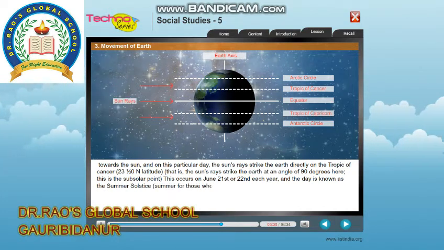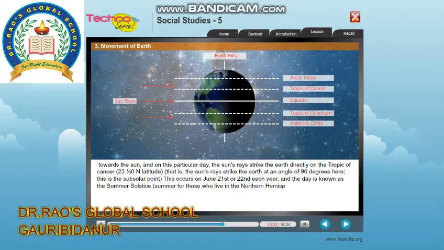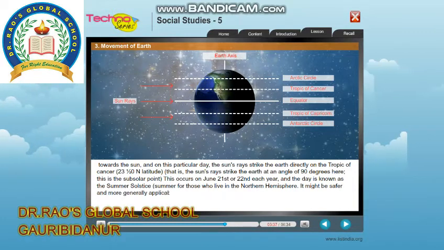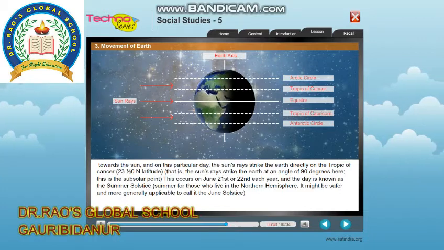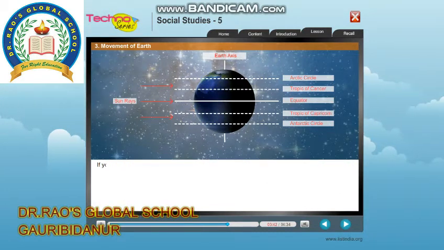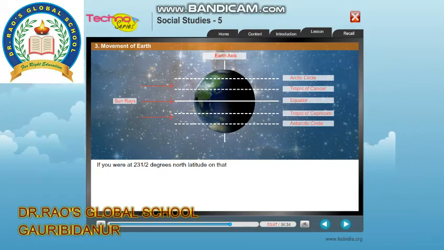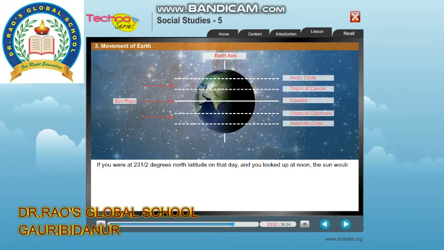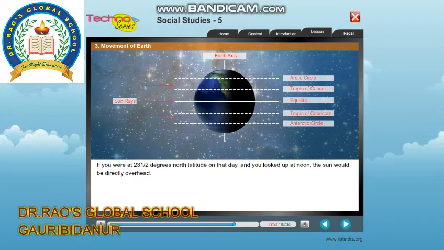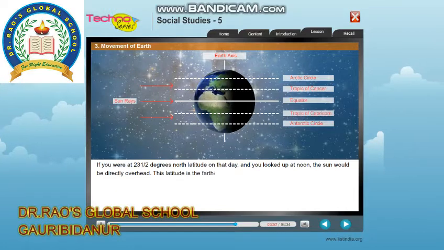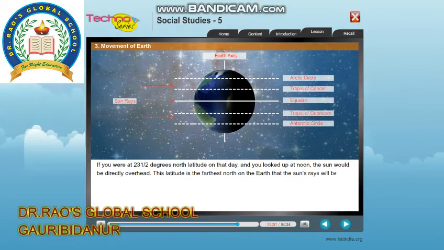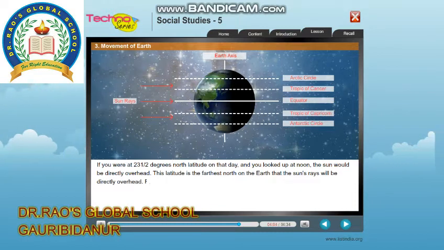Summer for those who live in the northern hemisphere. It might be safer and more generally applicable to call it the June solstice. If you were at 23.5 degrees north latitude on that day and you looked up at noon, the sun would be directly overhead. This latitude is the farthest north on the Earth that the sun's rays will be directly overhead.